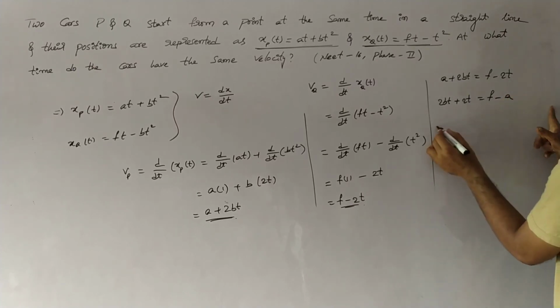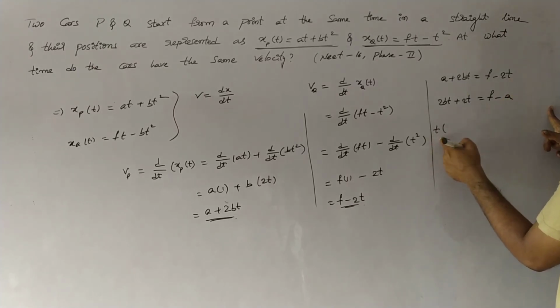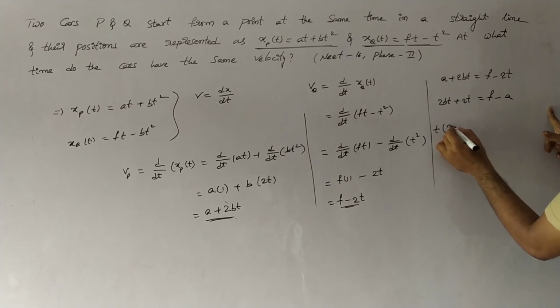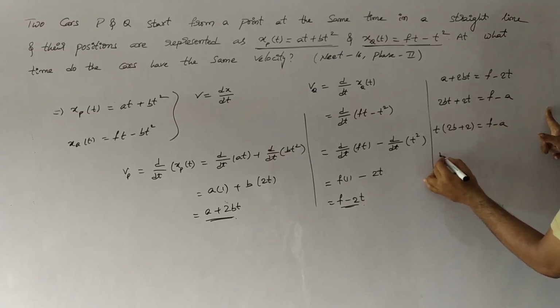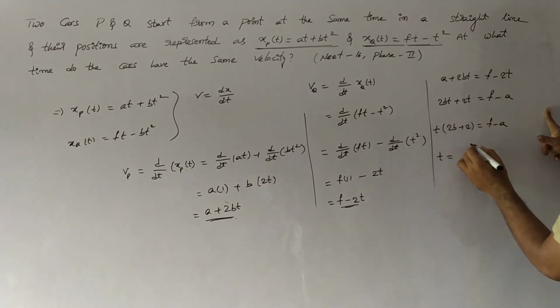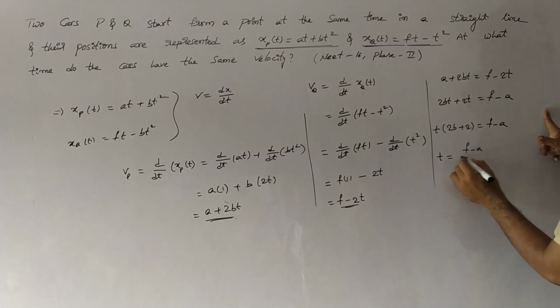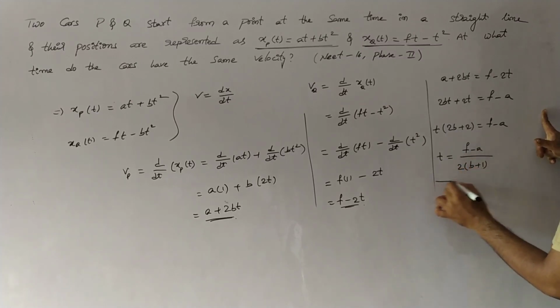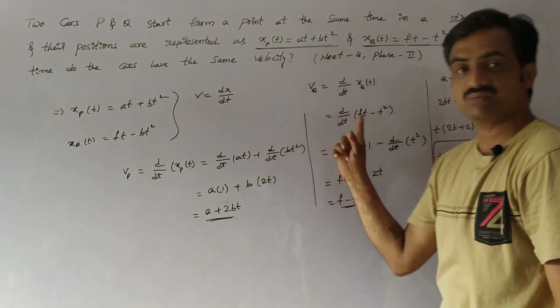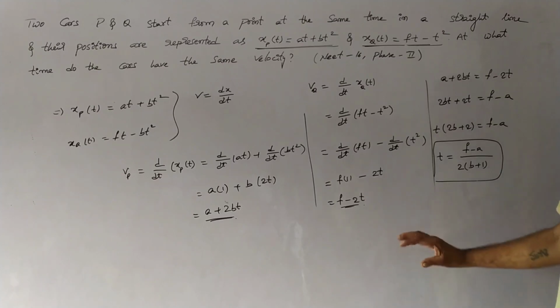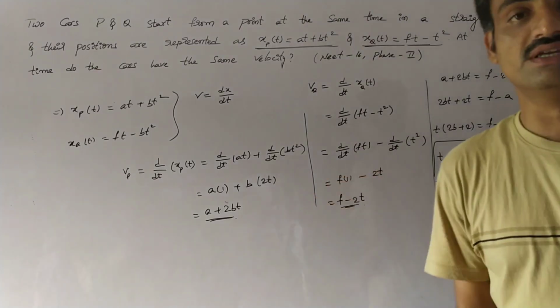So if we take t as common, then we have t into 2b plus 2 equals f minus a. From this we can also write t equals f minus a by 2 into b plus 1. This represents the time at which both the cars have the same velocity. Take a screenshot and we will continue with the next problem.